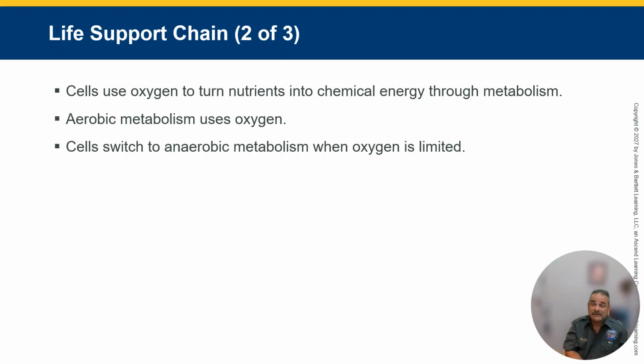Cells specifically use oxygen to take available nutrients and turn them into chemicals. Specific chemicals turn into energy through metabolism. ATP is adenosine triphosphate. It is used in energy metabolism and storage. You have two different types of metabolisms. You have aerobic metabolism, which uses oxygen, and then we have anaerobic.